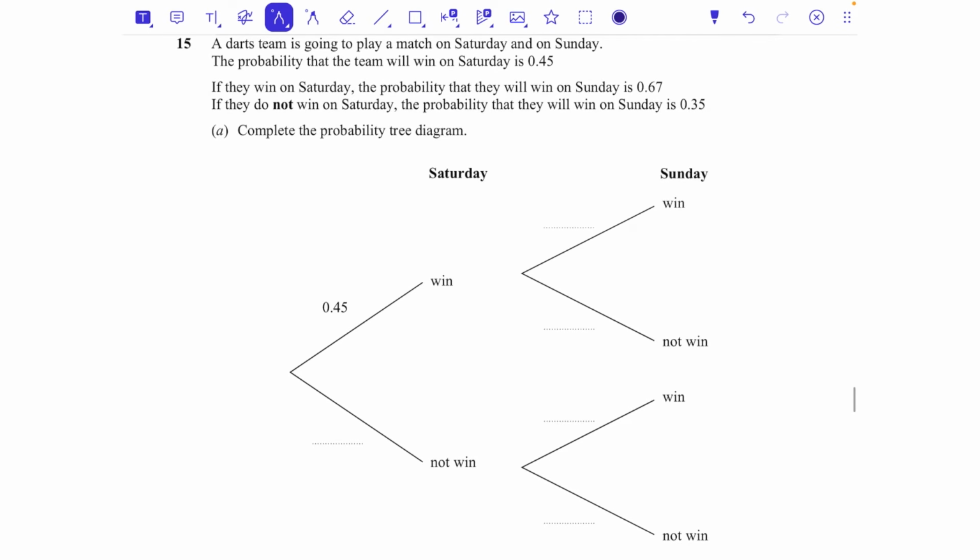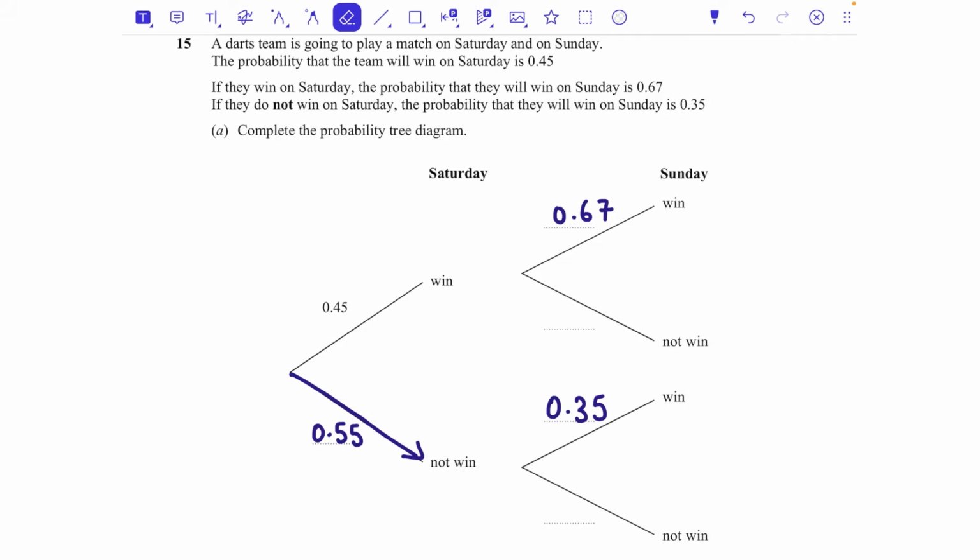Okay, question number 15. A darts team is going to play a match on Saturday and on Sunday. The probability that the team will win on Saturday is 0.45. So therefore, we know with these branches, they always add up to 1. If the probability of winning is 0.45, then the probability of not winning is 0.55. If they win on Saturday, which means we've come up this branch here, the probability they'll win on Sunday is 0.67. Great. But if they do not win on Saturday, so if we're going down this pathway, then the probability of them winning on Sunday is 0.35.